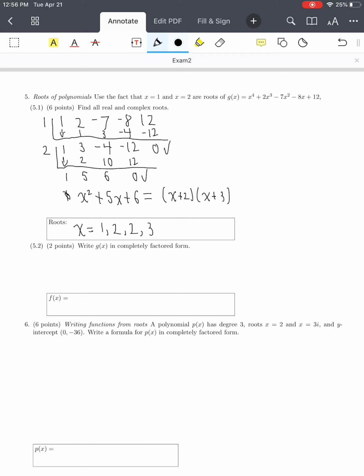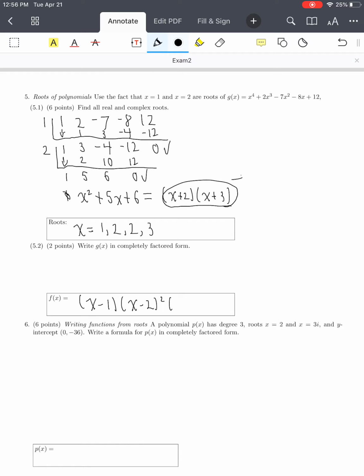We want to make sure we retain that multiplicity. We could have also written x equals 1, 2 with multiplicity of 2, and 3. So to write in factored form, we just have x minus 1, x minus 2 squared, and it looks like I actually made a mistake there. So this is the factored form.